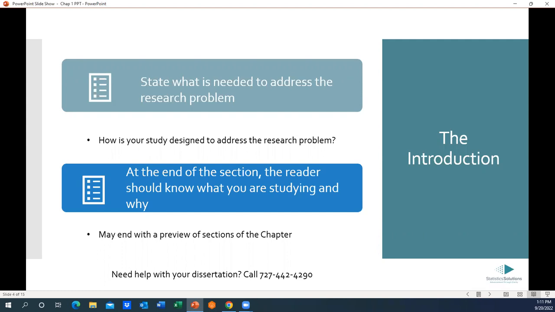You can also end the section, if you want, with a preview of the sections that are going to come in the chapter. Sometimes people end that way.